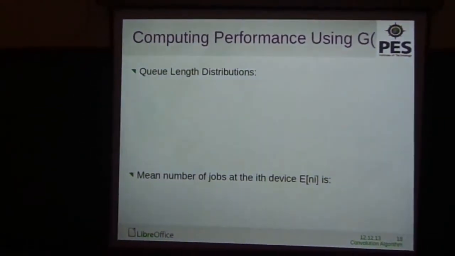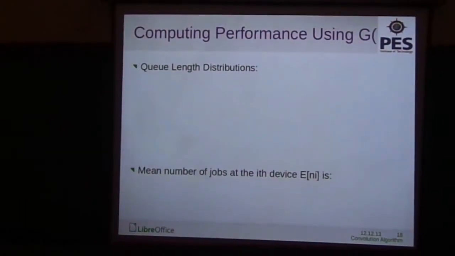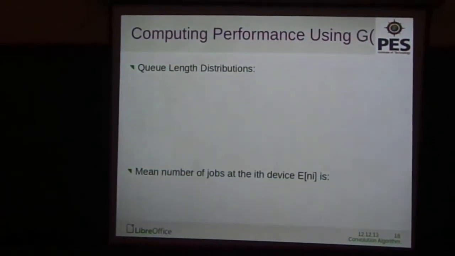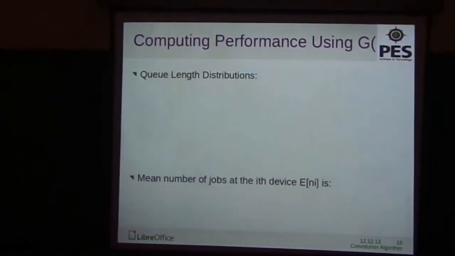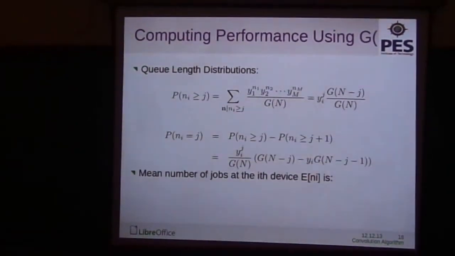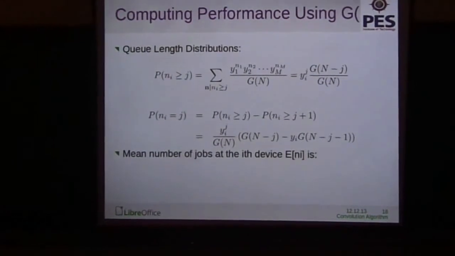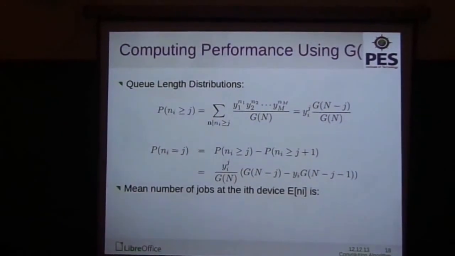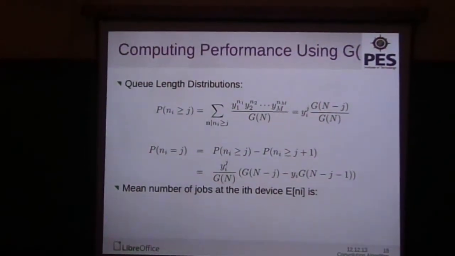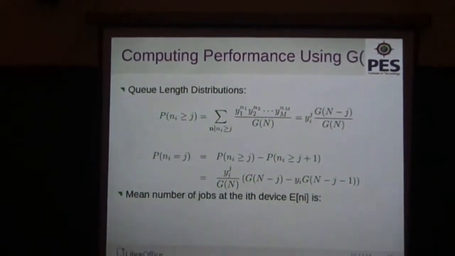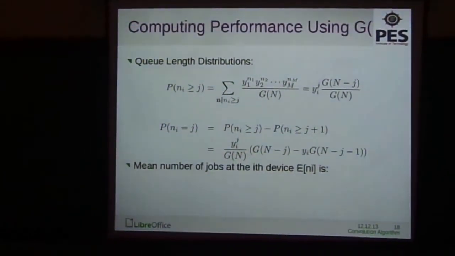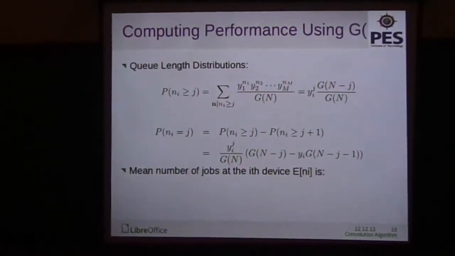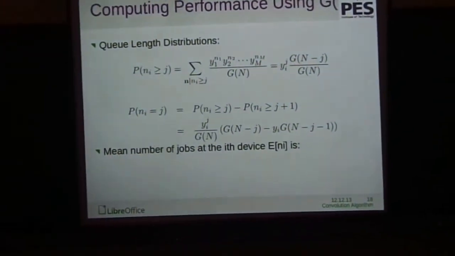So, how to compute performance using Gn? Once G1 up to Gn are known, other performance statistics can be computed as follows. First one is Q-length distribution. The probability of having j or more jobs at the ith device is given by probability of n_i greater than or equal to j equals summation of y1 to the power n1, y2 to the power n2, up to yn to the power nn by Gn, where n_i is greater than or equal to j, that equals yi to the power j, g of n minus j by g of n.